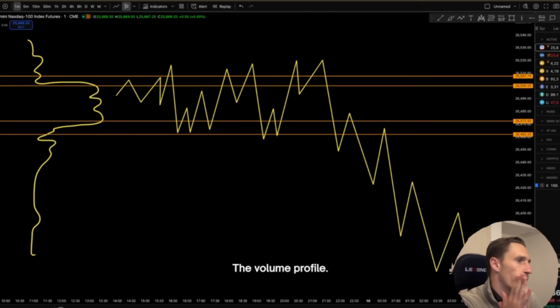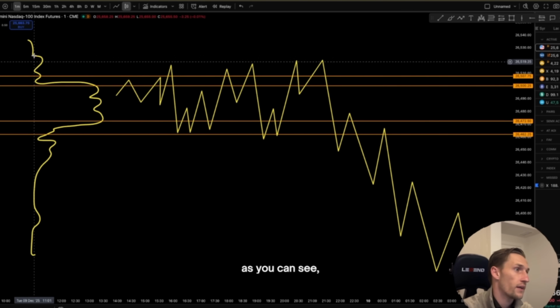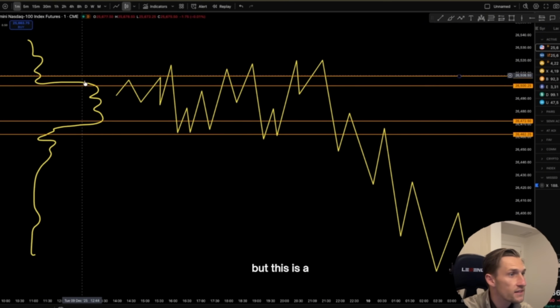The volume profile. This is the first thing that Fabio started the bootcamp with. So now you can understand that the volume profile is maybe one of the most important tools as a trader. As you can see, this is a volume profile. I know my drawings are not the best, but this is a volume profile.